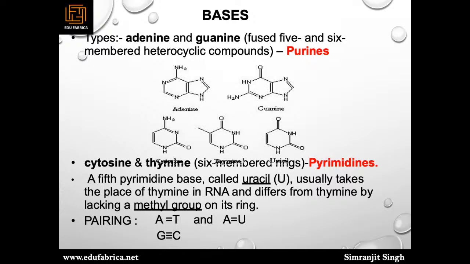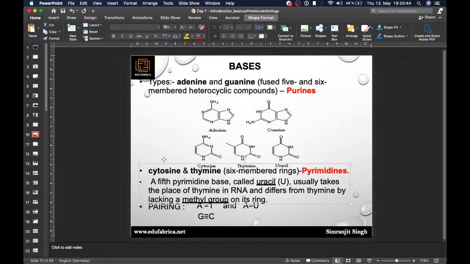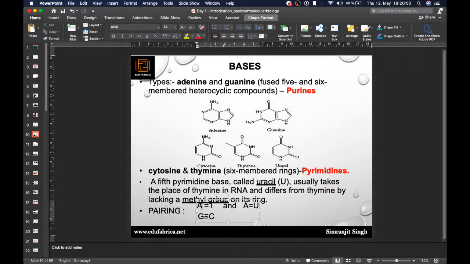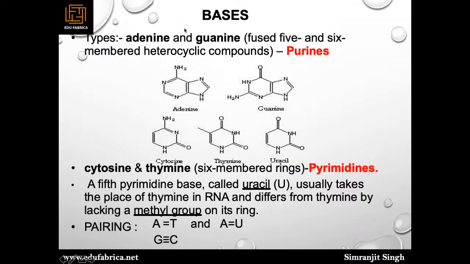And what are the various nitrogen bases we are having actually? So it's mainly your purines and pyrimidines. Here we can see the purines include basically 5 and 6 membered heterocyclic compounds, whereas the pyrimidines include mainly your 6 membered rings.